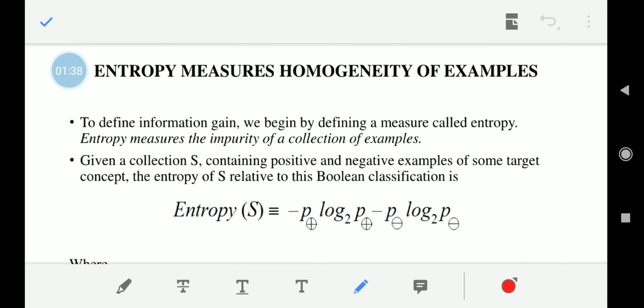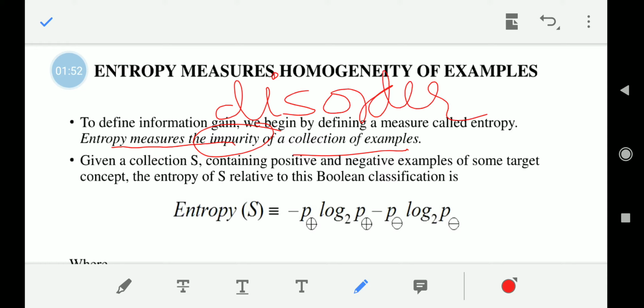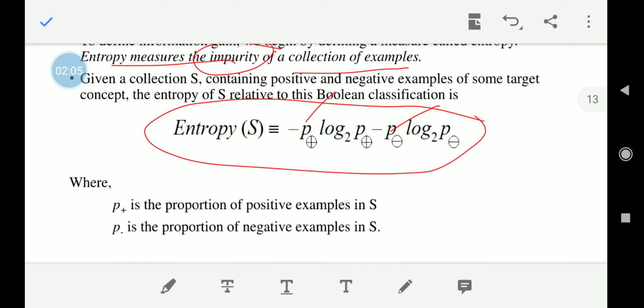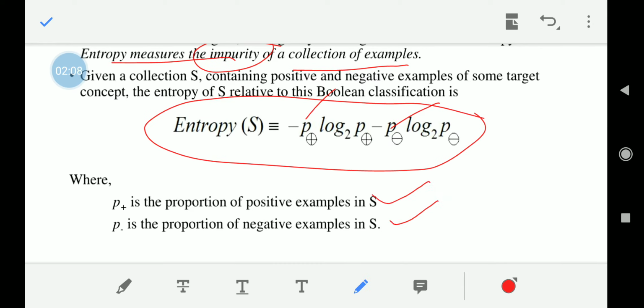First we will see what is the meaning of entropy. Entropy measures the impurity in a collection of examples. Impurity, or you can say disorder. This is the formula yesterday we have seen to calculate the entropy. P plus means proportion of positive examples. P minus means proportion of negative examples in the sample space. Here you can see P plus is the proportion of positive examples in S. P minus is the proportion of negative examples in S.